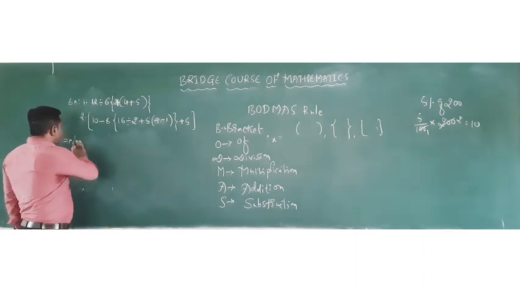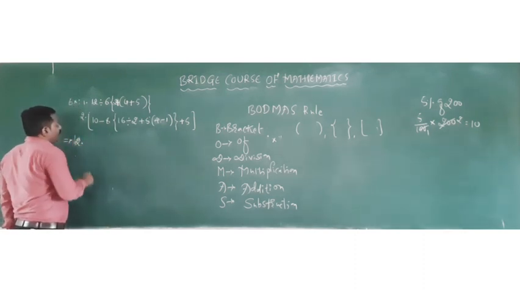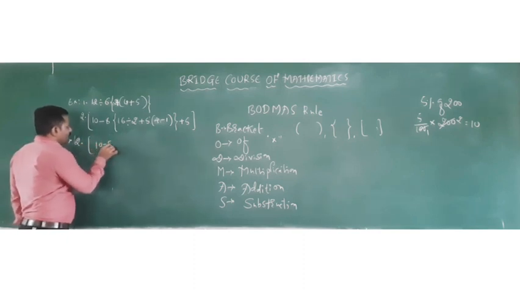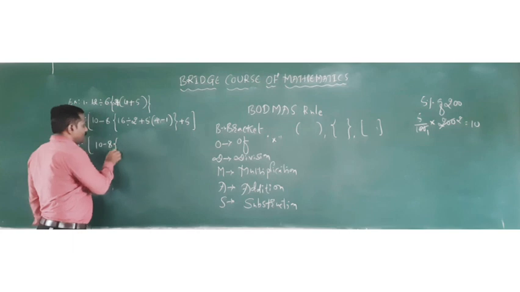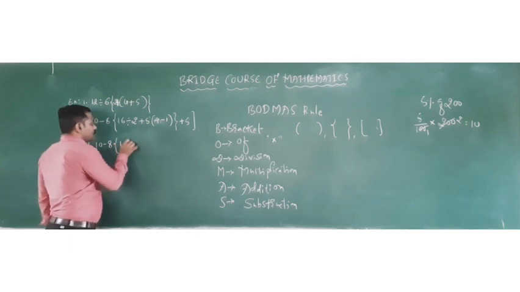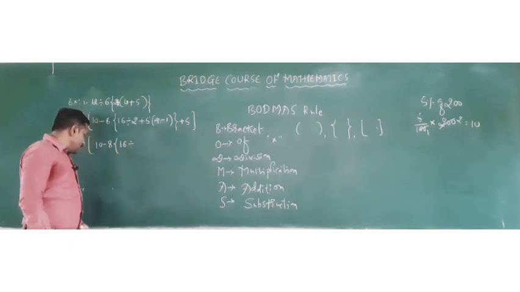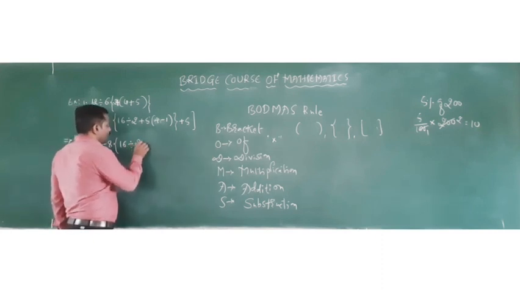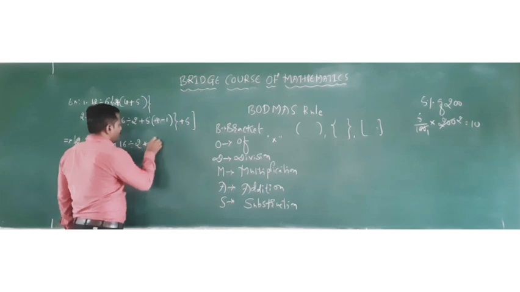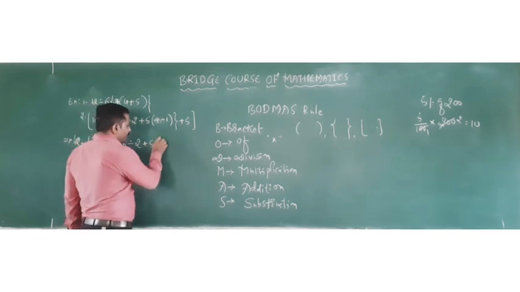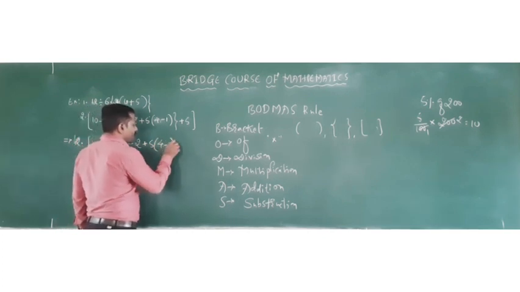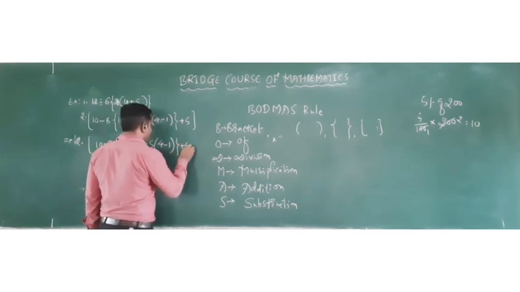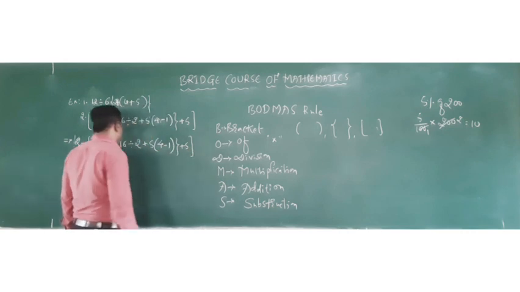Second example: [10 minus 8, {16 divisible by 2 plus 5 (4 minus 1)} plus 5].